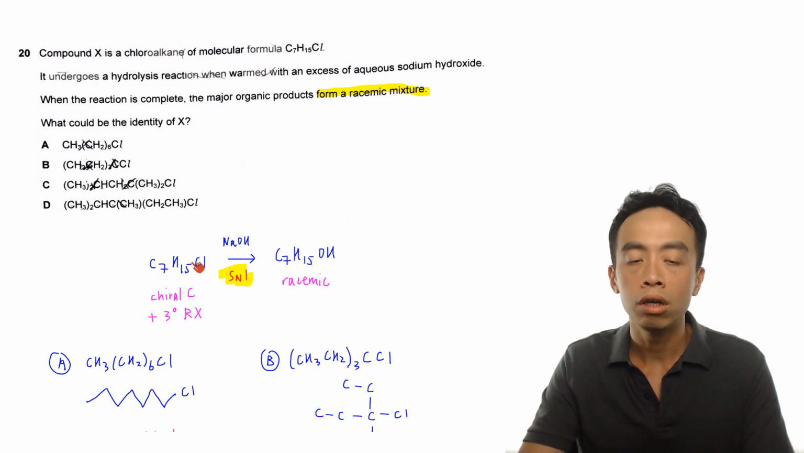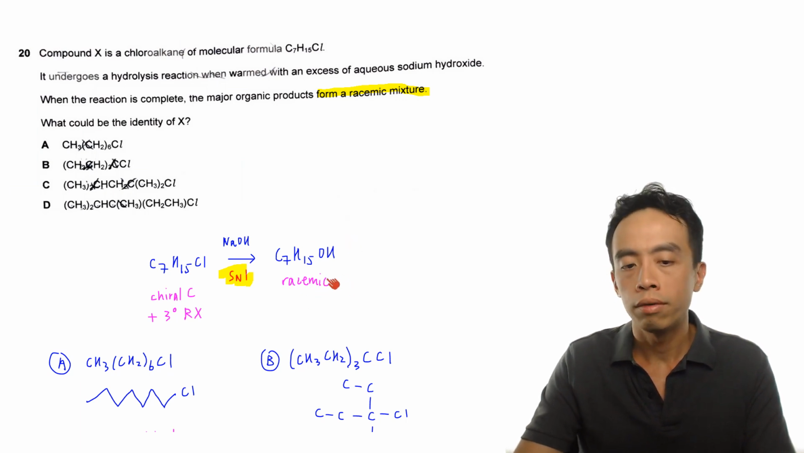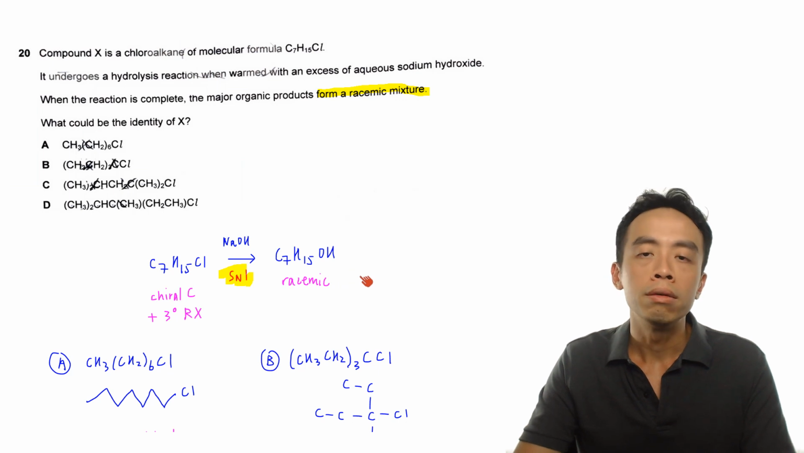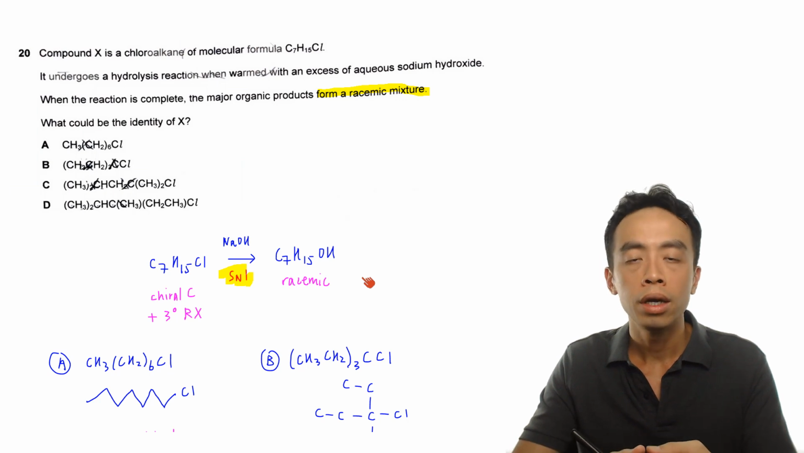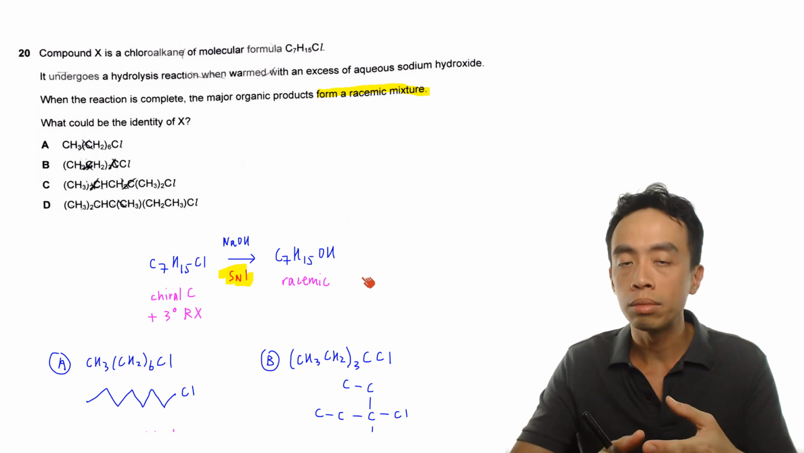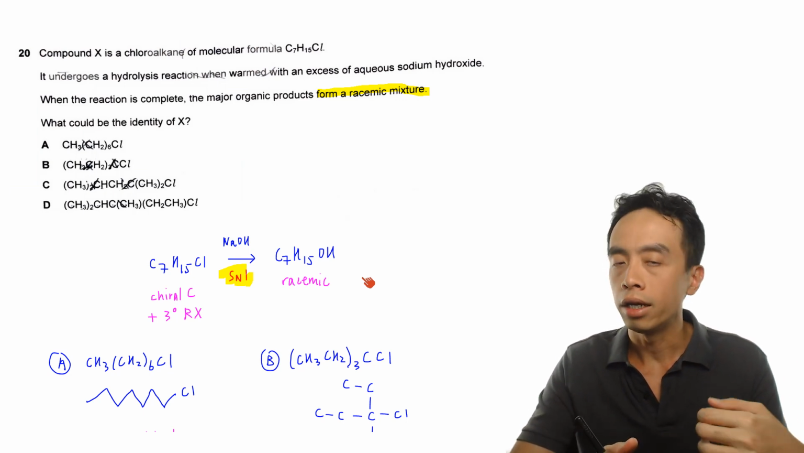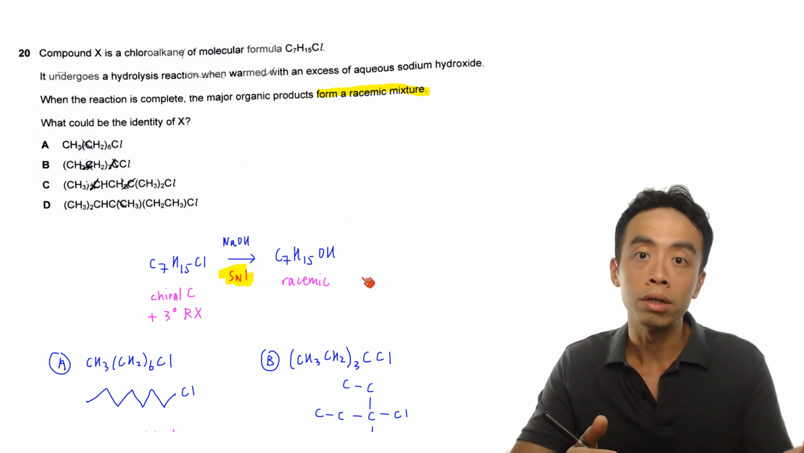If I have C7H15Cl, which is the molecular formula for X, and it undergoes nucleophilic substitution reaction with sodium hydroxide to form C7H15OH, the question mentions that the product has a racemic mixture. A racemic mixture means an equimolar mixture of two optical isomers, and each optical isomer needs to have a chiral carbon, which is a carbon bonded to 4 different groups in the first place, and it is asymmetrical, and then it can form optical isomers, which can have optical activity, right?